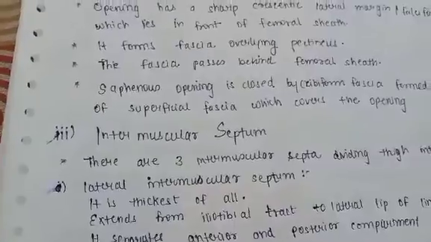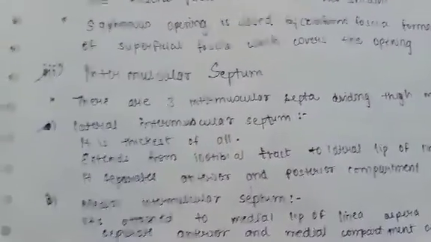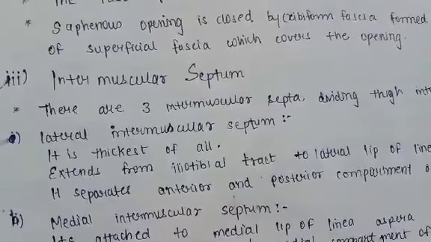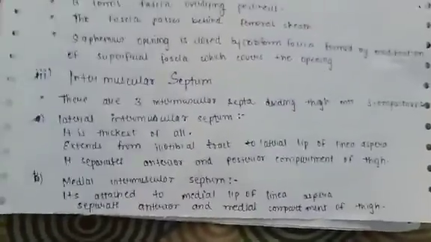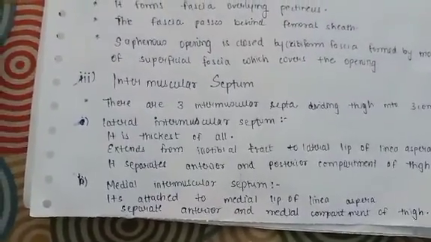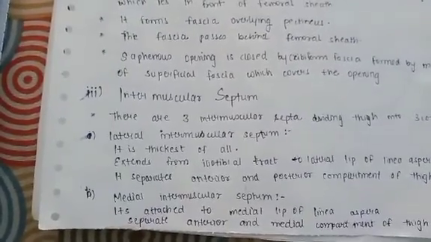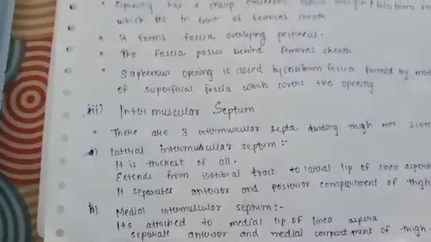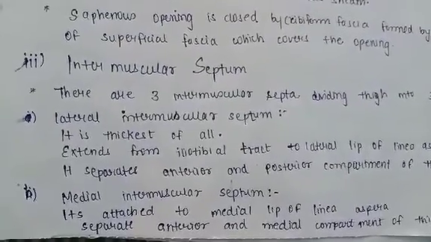Now the third is the intermuscular septum. There are three intermuscular septa which are present in the thigh, which divide the whole of the thigh into three compartments: anterior compartment, posterior compartment and the medial compartment. First, starting with the lateral intermuscular septum.